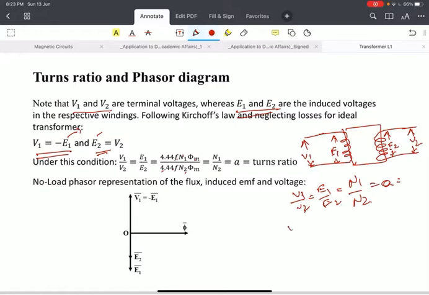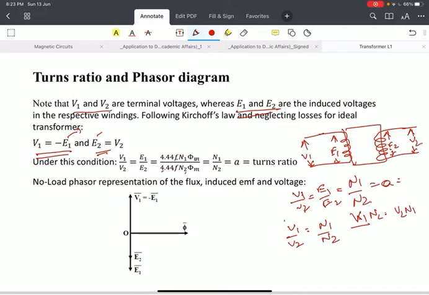V1 by V2 is equal to N1 by N2. So we can write it as V1 N2 is equal to V2 N1.